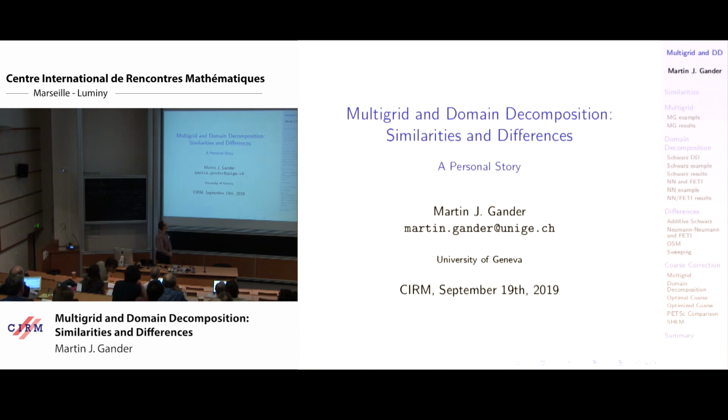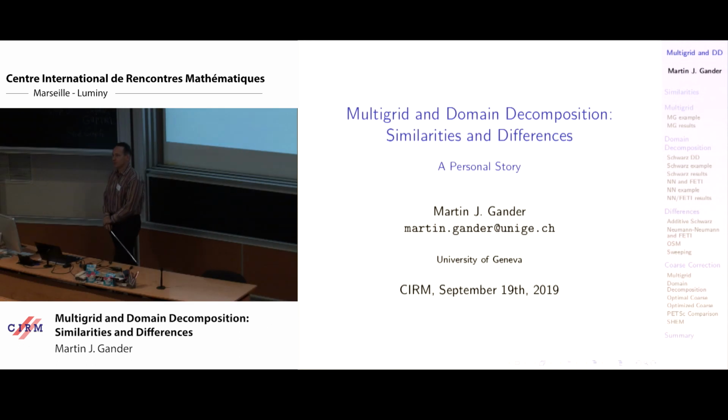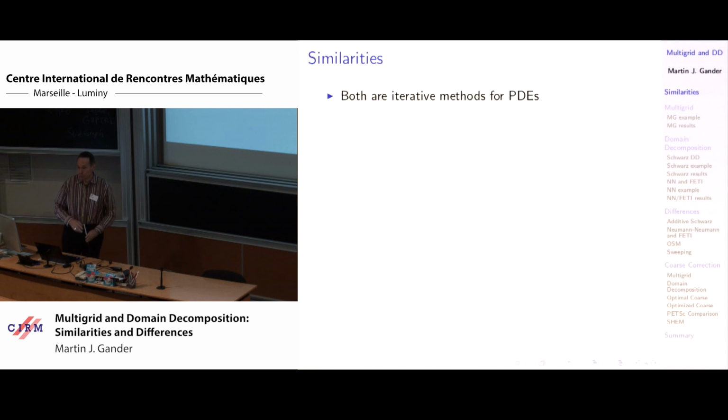My topic is multigrid and domain decomposition, similarities and differences. So it's the main solvers that I want to talk about. And I want to start with similarities between these methods. So the first similarity is that both are iterative methods for PDEs.